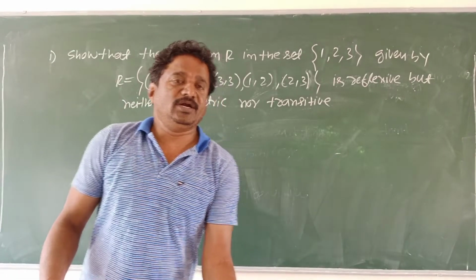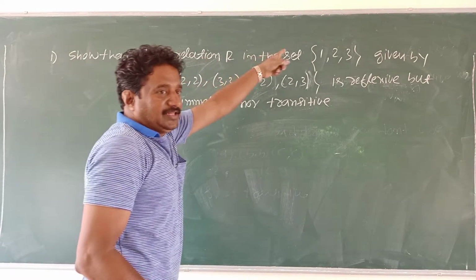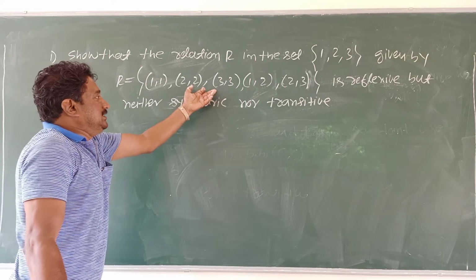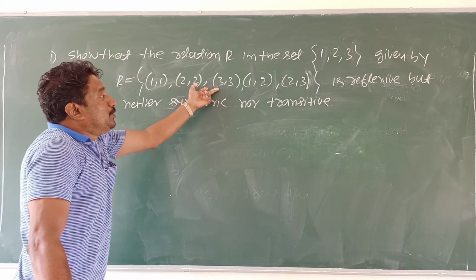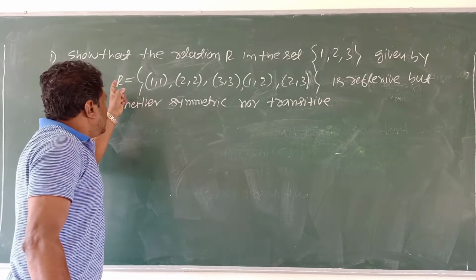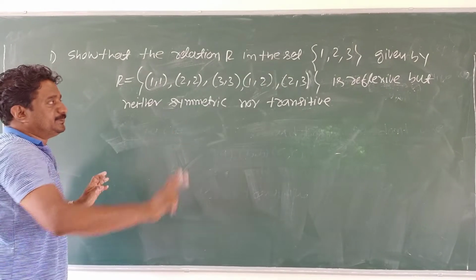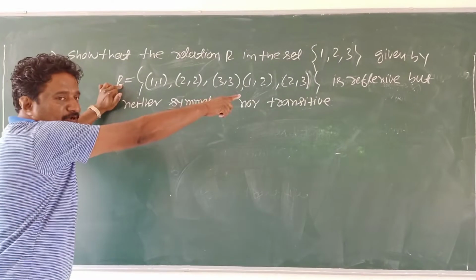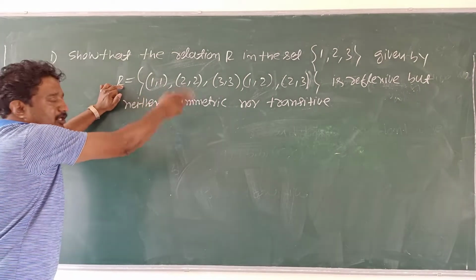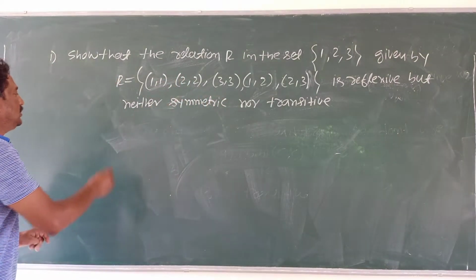Look at the given question, students. The relation R on the set A is given in this form. It is asked to prove that this relation is only reflexive. This relation R is neither symmetric nor transitive. It becomes only reflexive, but it won't become symmetric and it will not become transitive. Let us go for checking that.